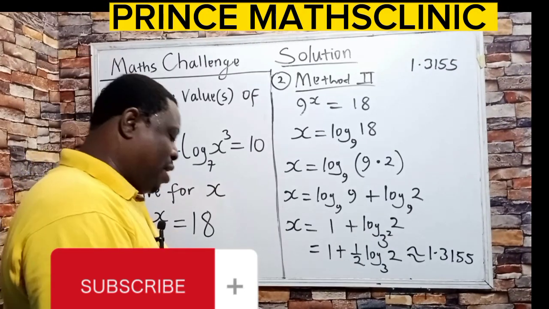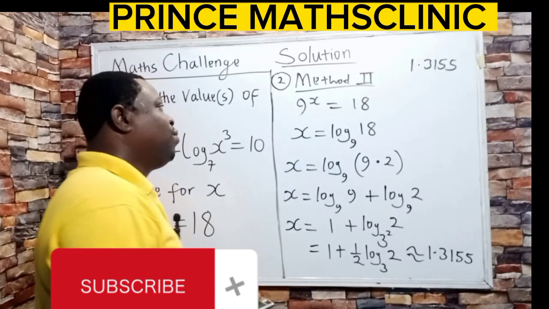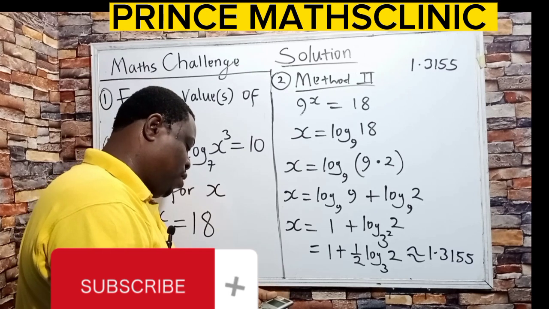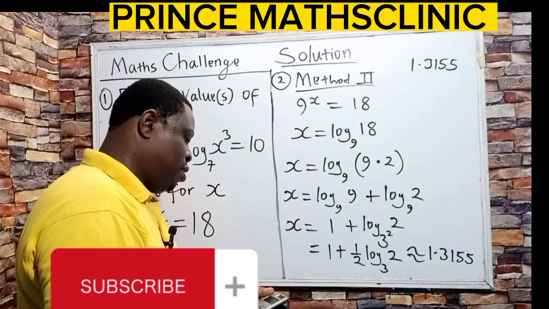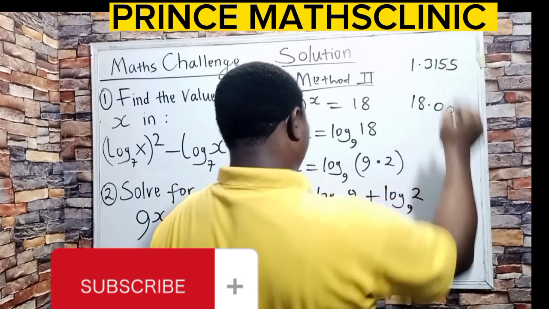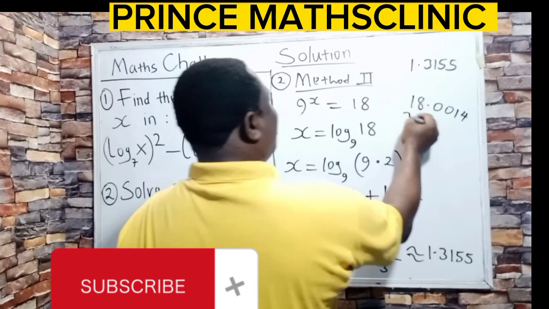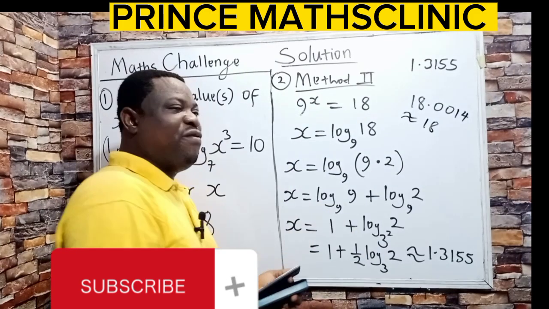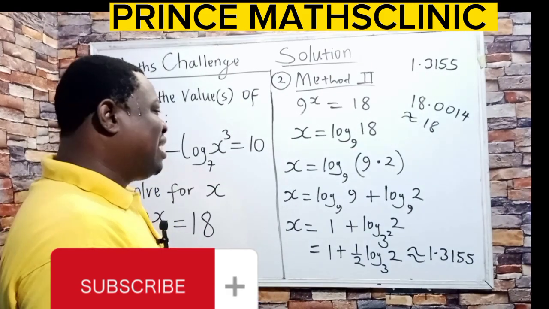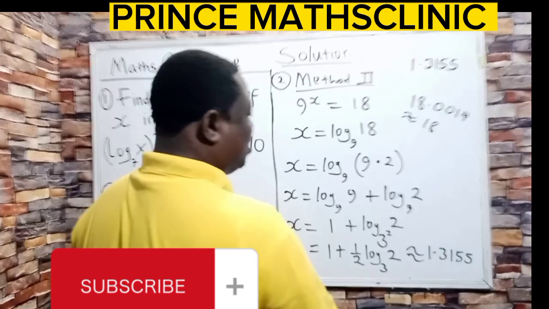Good. So let's test our value. So if I say 9 to the power of 1.3155, let's see what we would obtain. 9 to the power of 1.3155. You get 18.0014 approximately, which you can approximate as 18. We are very correct. But the exact value that will give you exactly 18 is 1 plus half log 2 base 3.